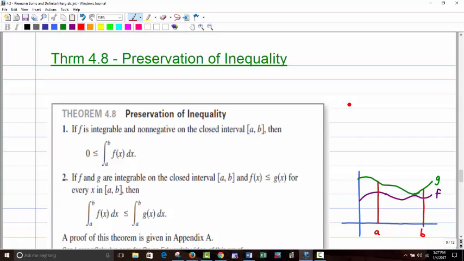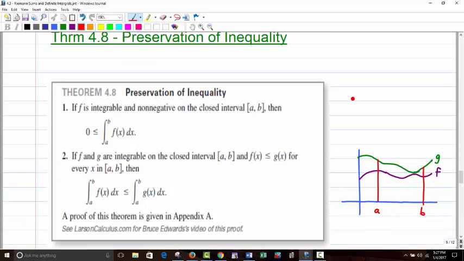Preservation of inequality. This one's not that big of a deal. I guess the second one's maybe a little interesting, but if your graph is integrable and non-negative, meaning it's either touching the x-axis or staying above the x-axis, then that just means your definite integral is going to be positive, or also non-negative, I should say. Because I guess the only way it could actually be zero is if your function was y equals 0, the x-axis. All right, that's not that big of a deal.